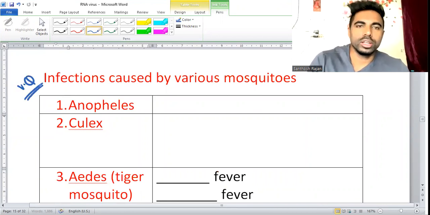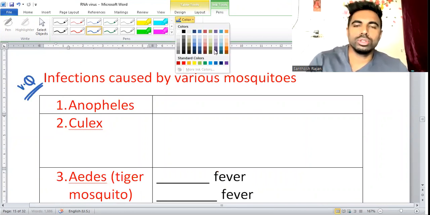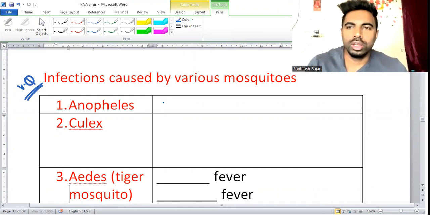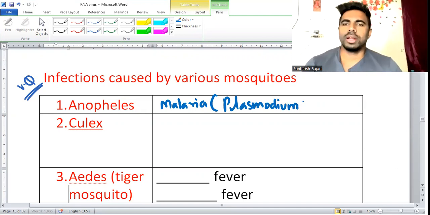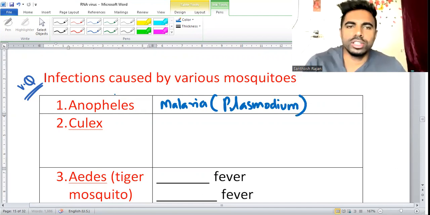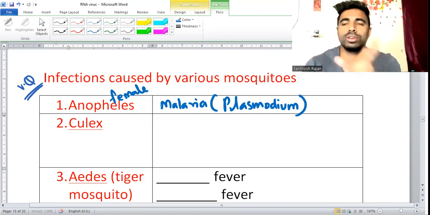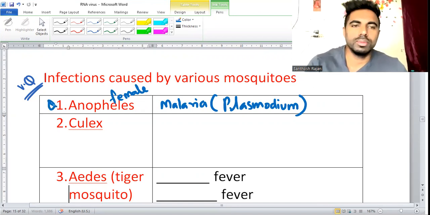Very, very important. So now tell me, which mosquitoes spread which diseases? Anopheles mosquito. Which disease? Malaria, you're right. Malaria is caused by which parasite? Plasmodium, Plasmodium vivax, ovale, falciparum, everything comes under here. That's Anopheles, and it's especially the female Anopheles mosquito, which is a blood sucker, not the male. The male usually depends on plant juices. Only the female Anopheles mosquito transmits malaria.